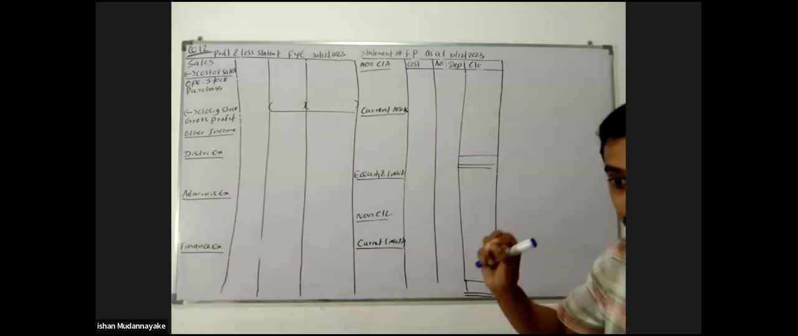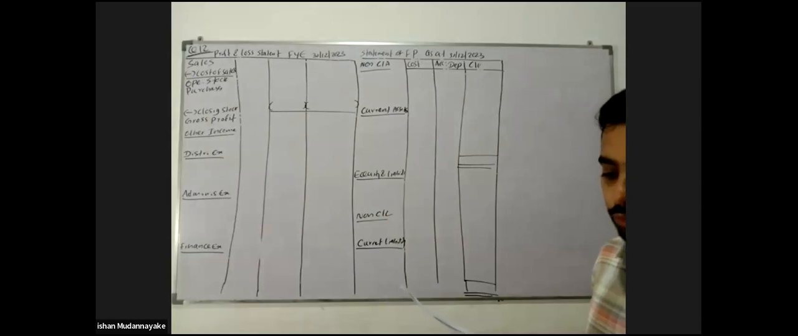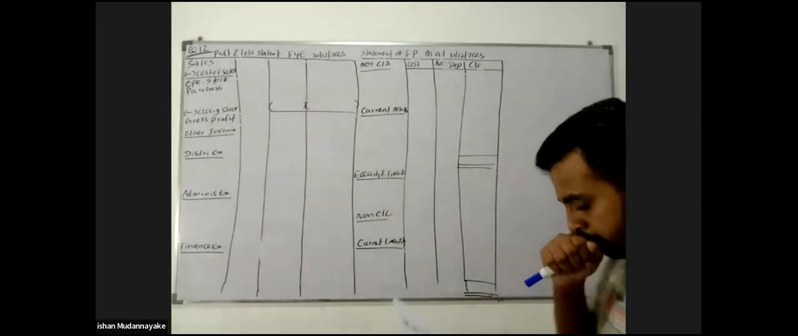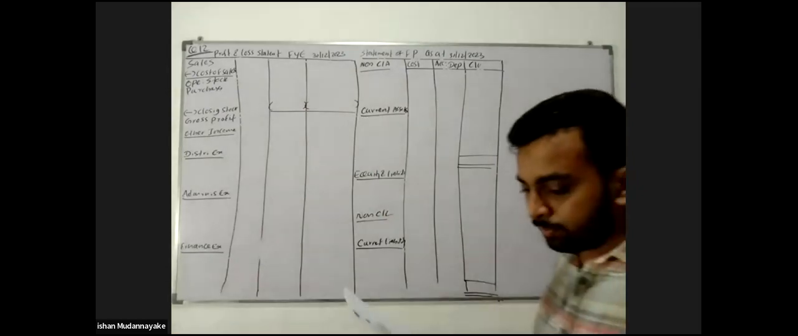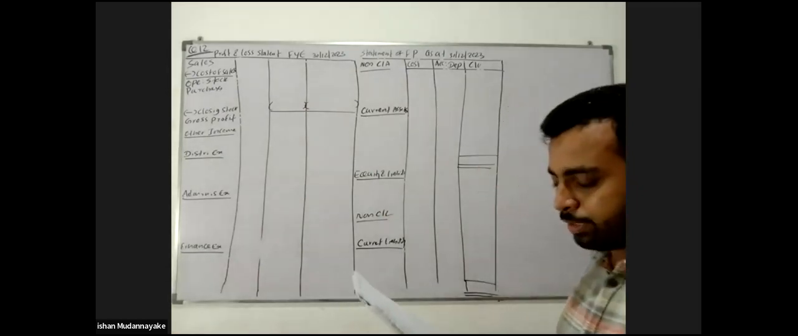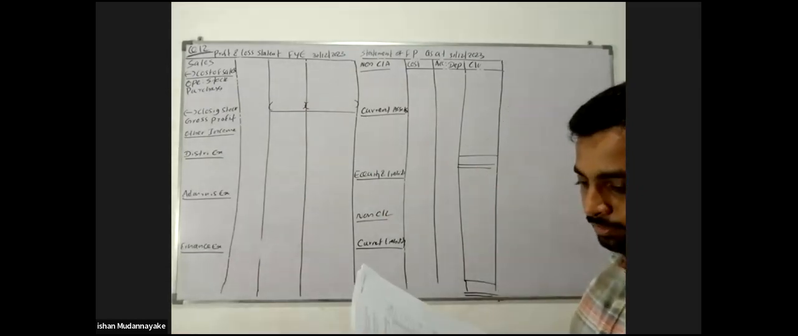Right, then look at question number 12. Get the logical understanding. Look at question number 12. Trial balance as at 31st December 2023. This is the trial balance.